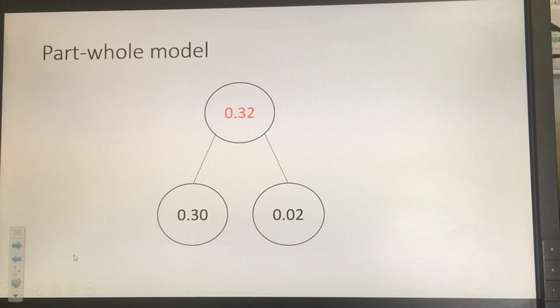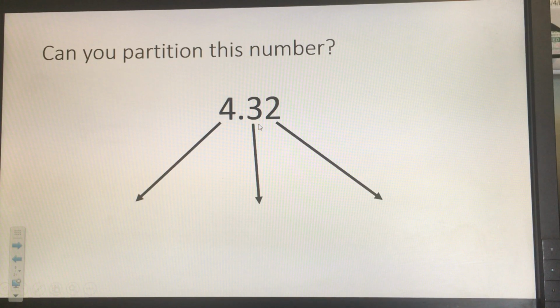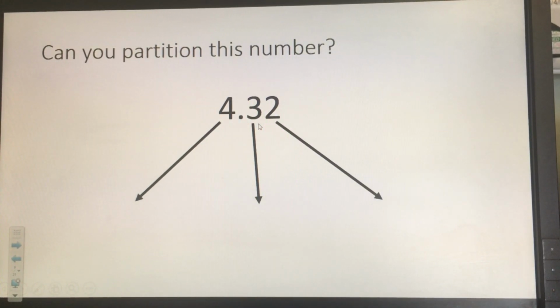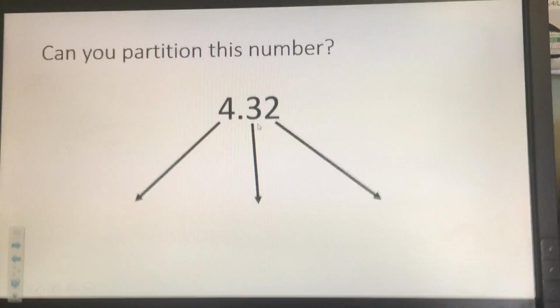Now here we have a part-whole model. Okay. In the top I have my whole, it's 0.32. And underneath we've split that down into 0.3 and 0.02. Combined together they make 0.32. I'm going to use this idea for the next questions. So can you partition this number? Don't worry if you can't yet, I'm going to go through this one as an example. Some of you might have seen questions like this on your Big Maths click sheet.